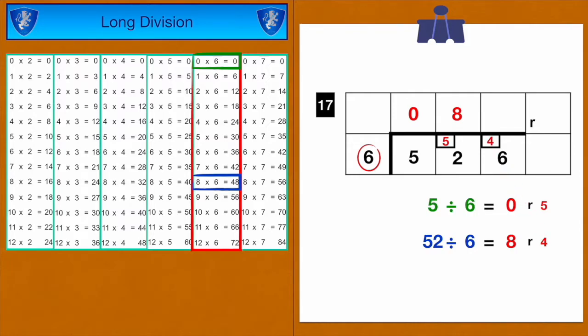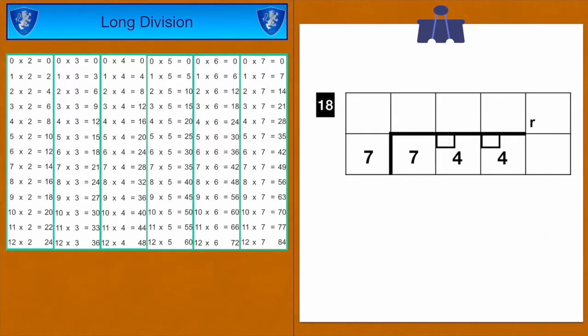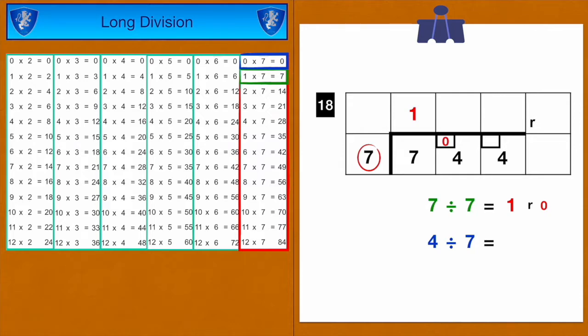Next step gives me 46 now. And 46 divided by 6 gives me 7, with a remainder of 4. Question number 18. 7 times table. 7 divided by 7 goes in once, so no remainder. Now your second step is going to be 4 divided by 7 is 0 with a remainder of 4. Third step is 44 now.